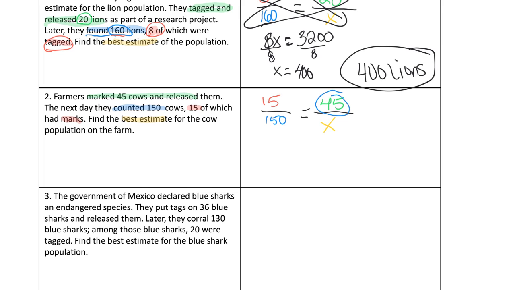Now we can cross multiply and solve. So we do 15x equals 45 times 150, which is 6,750. Then divide both sides by 15, and we get x equals 450. And remember, we need to label that answer. So 450 cows.